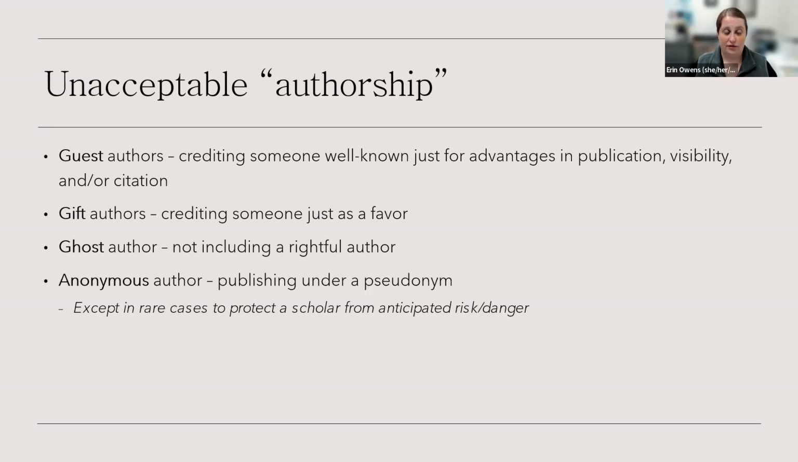And finally, anonymous authorship. Publishing under a pseudonym and not taking accountability for your work under your real name or a name with which you are validly associated, even if it is not strictly your legal name. This may happen in very specific, rare cases to protect a scholar from some specifically anticipated risk. But barring those kinds of exceptional cases, a scholar is expected to publish a paper under a name which can be legitimately linked to them so that they can be held accountable for the nature of the work they have published.